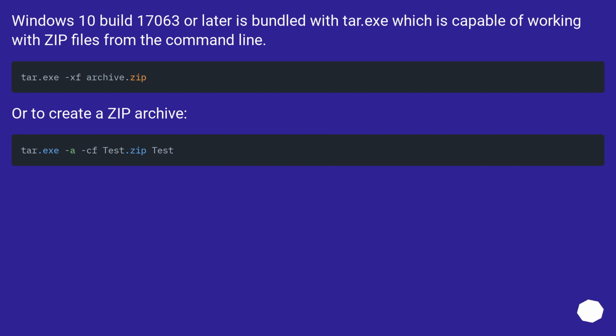Windows 10 build 17063 or later is bundled with tar.exe, which is capable of working with zip files from the command line, or to create a zip archive.